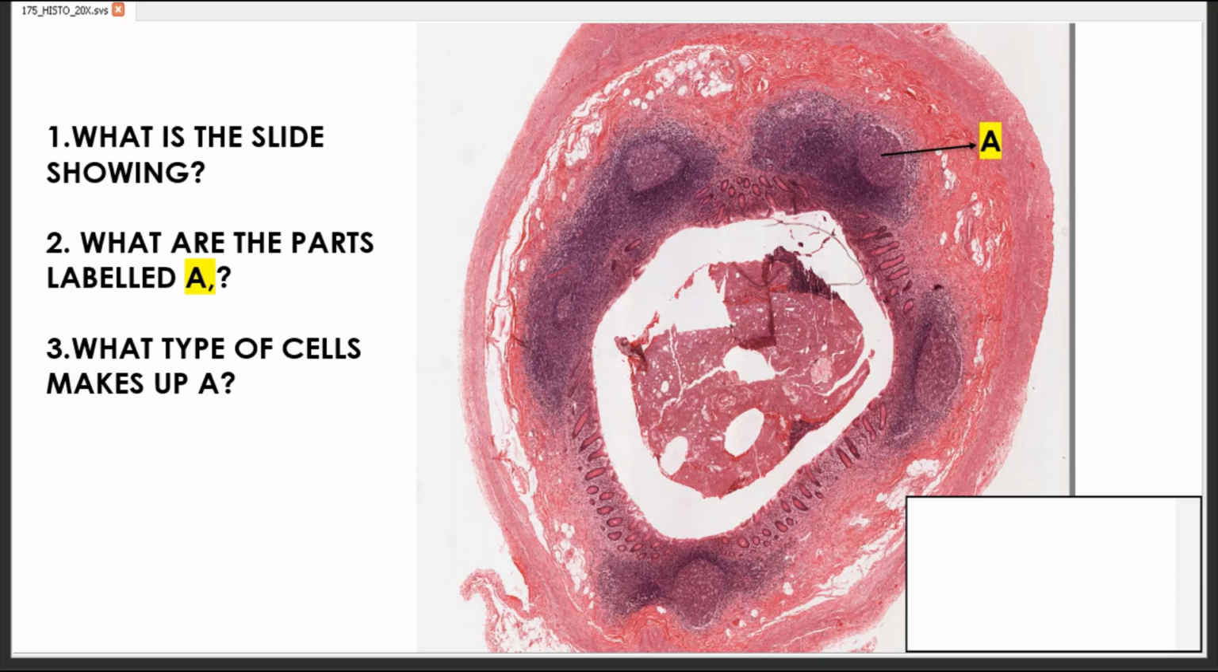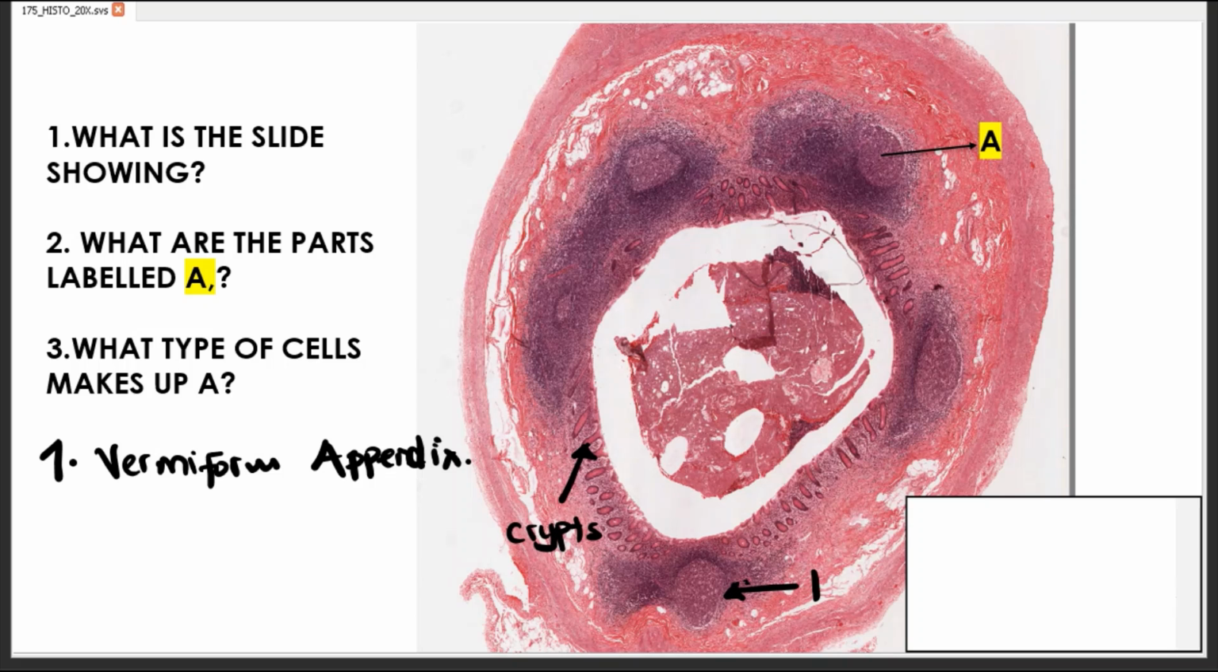What is this slide showing? This slide is showing the vermiform appendix. How do you know? You can see these crypts of Lieberkühn here. So those are crypts. And then it is surrounded by this structure here, which are the Peyer's patches.